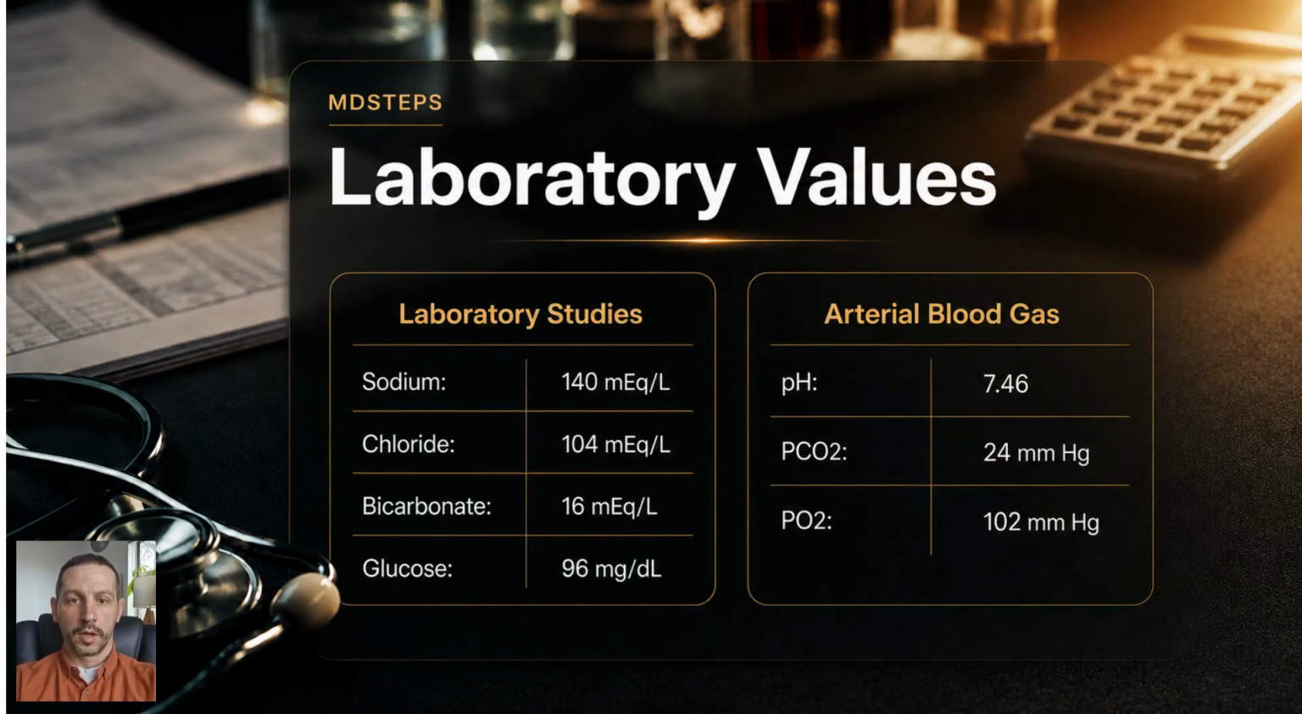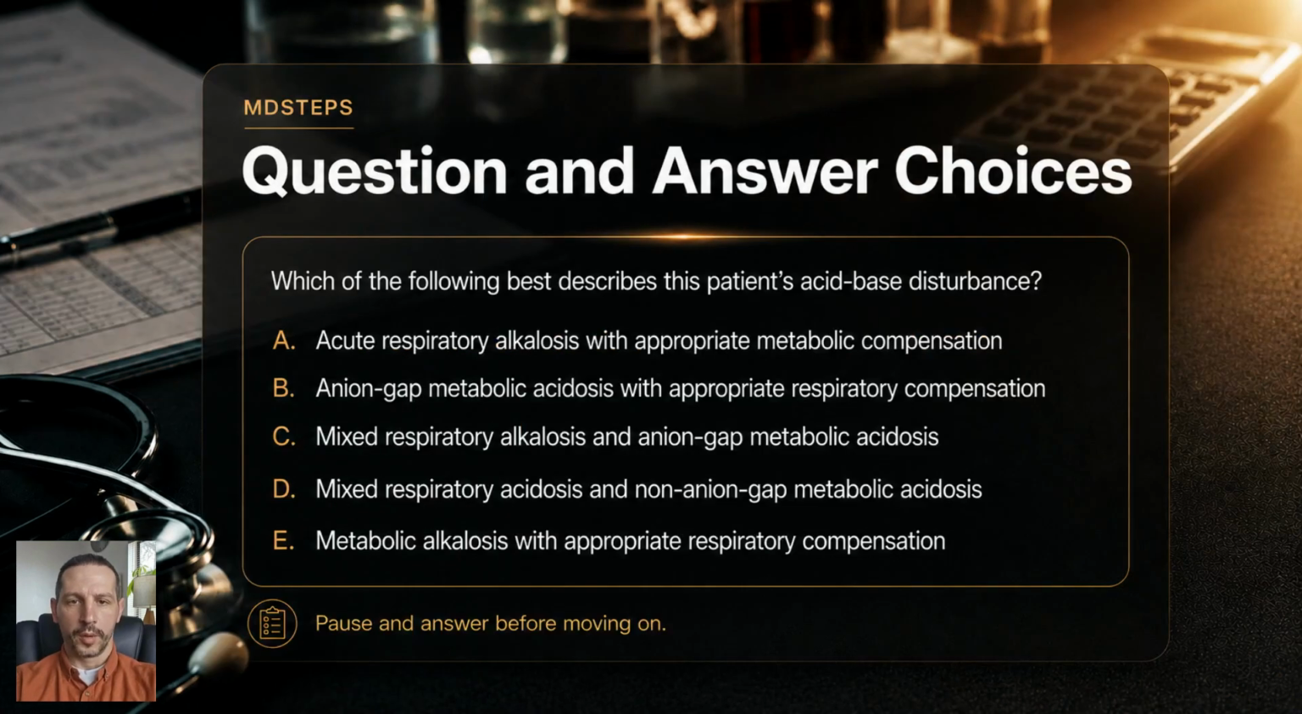Laboratory studies show a sodium level of 140 milliequivalents per liter, a chloride level of 104 milliequivalents per liter, a bicarbonate level of 16 milliequivalents per liter, and a glucose level of 96 milligrams per deciliter. Arterial blood gas analysis shows a pH of 7.46, a partial pressure of carbon dioxide of 24 millimeters of mercury, and a partial pressure of oxygen of 102 millimeters of mercury. Which of the following best describes this patient's acid-base disturbance?